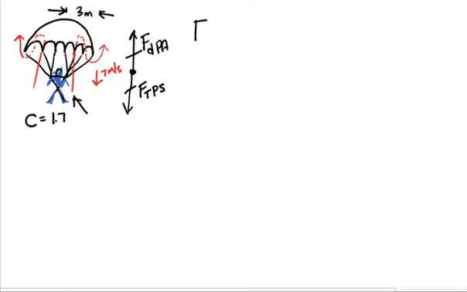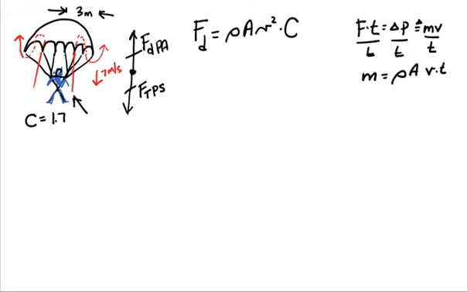Let's take a look at what that force of drag is as we drag this thing through the air. From our previous review, we saw that the force of drag is equal to the density of the fluid that we're moving through, times the cross-sectional area that we're trying to drag through there, times velocity squared, times this funny thing called C, which we defined as our drag coefficient. In this case, we were given a drag coefficient of 1.7.